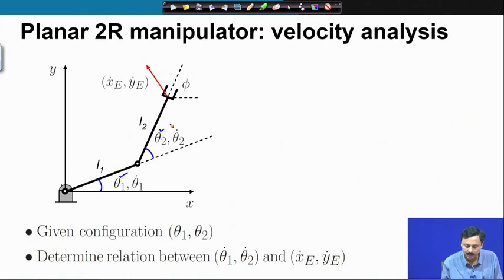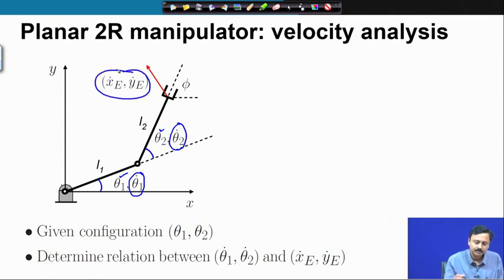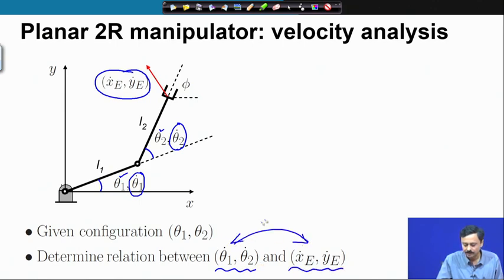So, theta 1 and theta 2 are known. We have to determine the relation between the velocities: the joint velocities theta 1 dot and theta 2 dot, and the end effector velocities x e dot and y e dot. So, I should be able to find a relation between the joint velocities and the end effector velocities. This is the relation I want to determine.